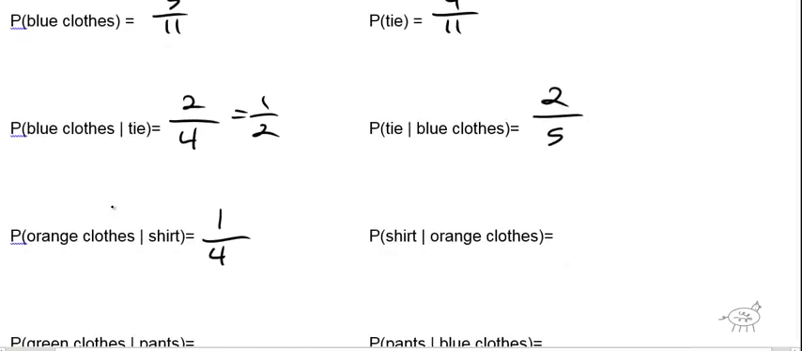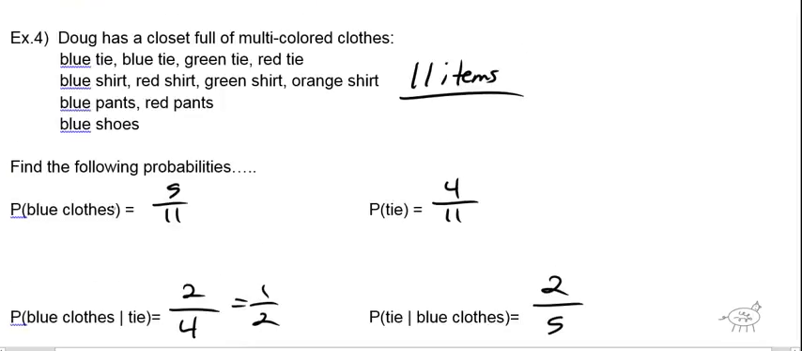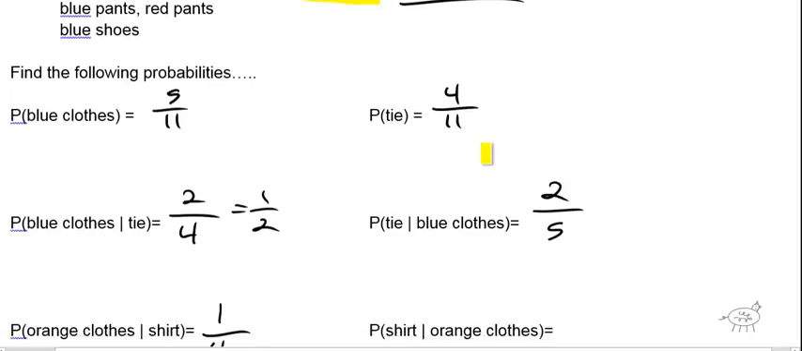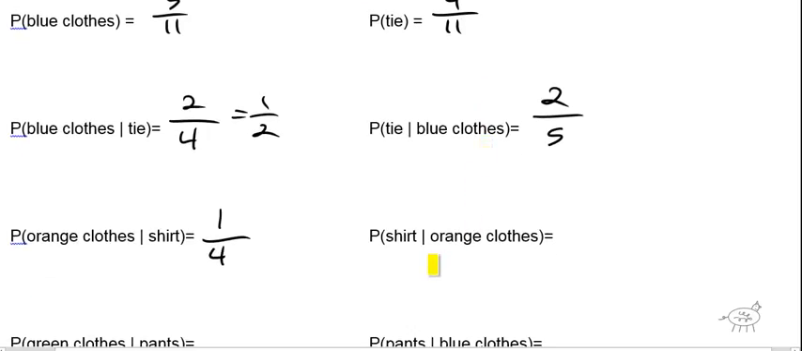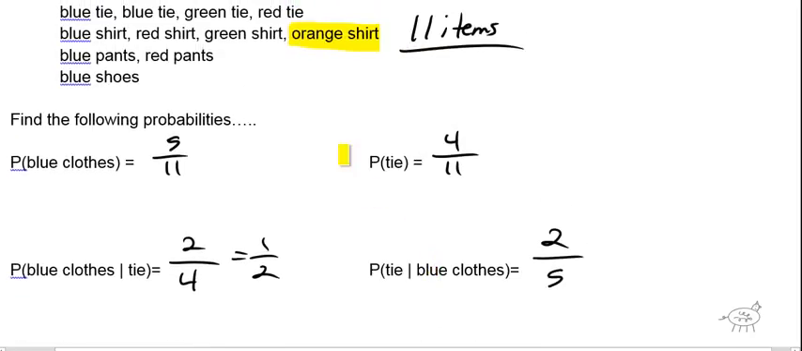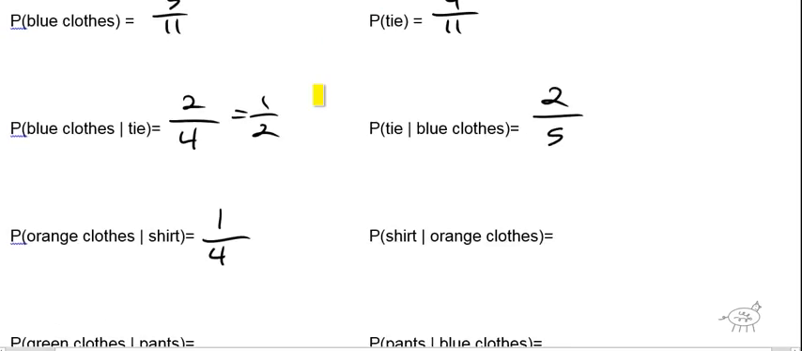Now, the probability it's a shirt given that it's orange clothing. I'm telling you it's orange clothing. The only one that is orange clothing is this one right here. Do you agree? There's only 1 orange shirt. So what's the probability that it's a shirt given that it's orange clothes? If I told you it's orange clothing, how many shirts are orange clothing? Just 1.